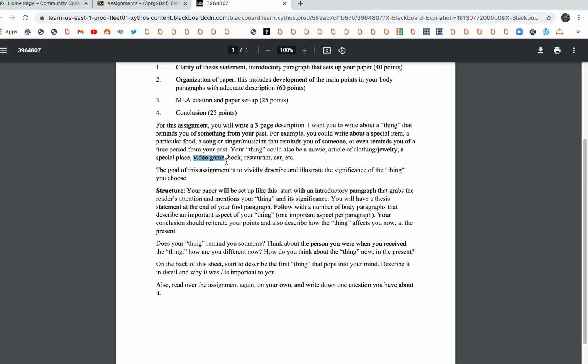The video game, describe the video game in detail. The characters, what's going on, everything. A book, same thing. And restaurant, same thing. Restaurant and food would have similar descriptions. Your car, describe your car.